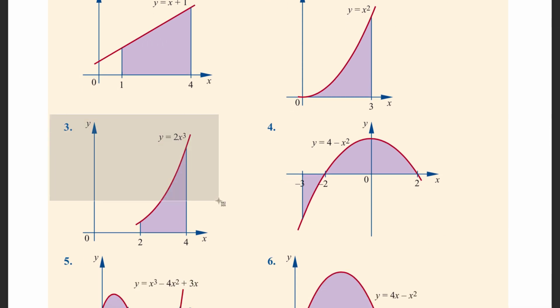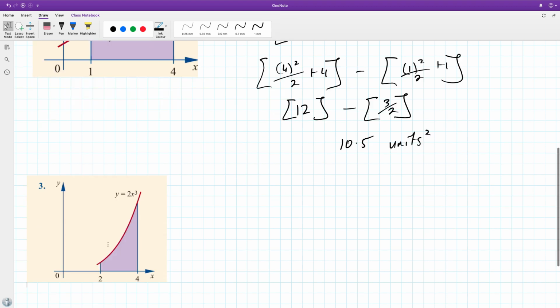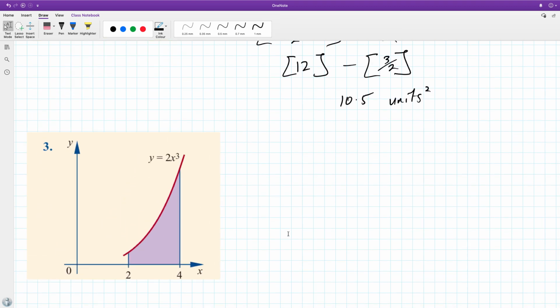Let's have a go at this one. Off you go. Integrate the following, calculate the following area for me.